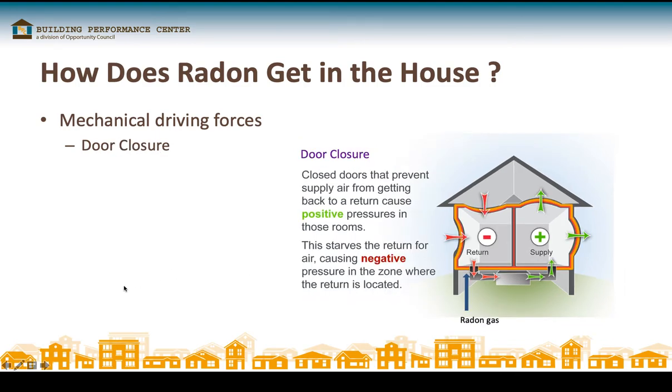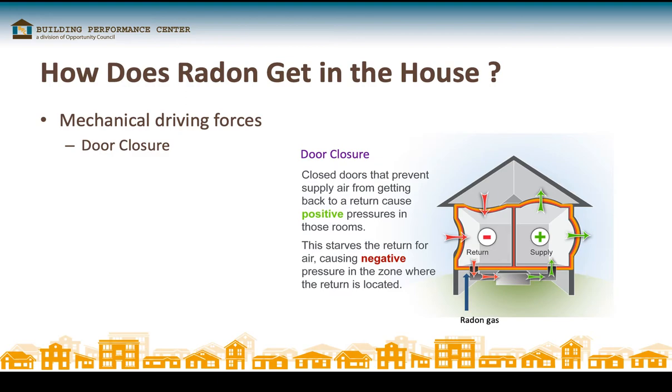Door closure, we're all familiar with that in our work. When we close the doors to some rooms, if we have a single return system in our house, if we close the bedroom door and there's only a supply behind that door, that area behind the door is going to be pressurized, and there's an equal and opposite reaction in the hallway where the return is, and the return's looking for that air, so it'll pull it across holes in the building envelope.